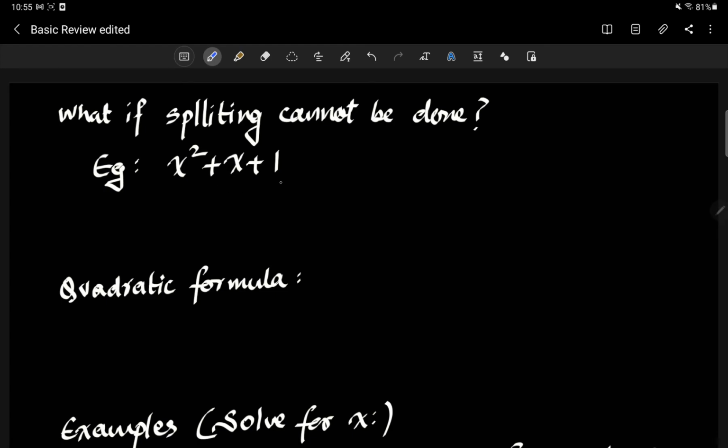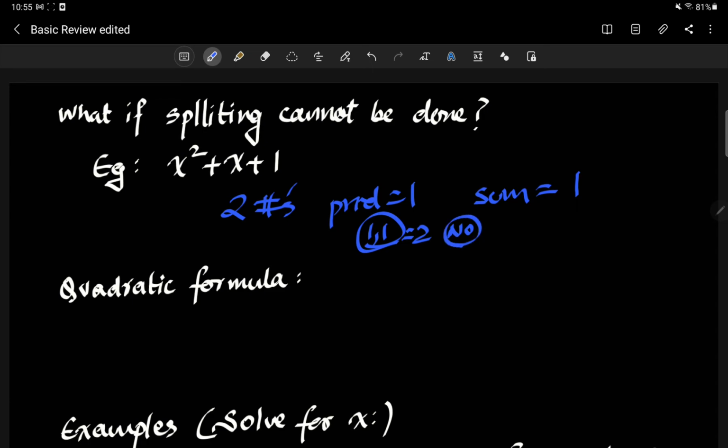So for example, here we are looking for two numbers whose product is 1 and whose sum is 1. Now it's already obvious that this particular condition cannot be obtained using very simple numbers, right? Because the most simple way of getting a product of 1 is using 1 and 1, but 1 plus 1 is 2, so it doesn't work. Which means that there are some trinomials which cannot be factored by our current method.